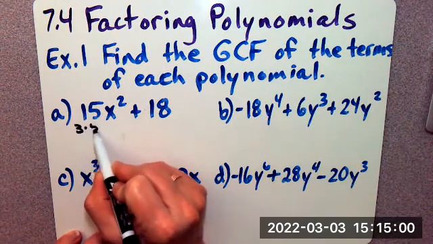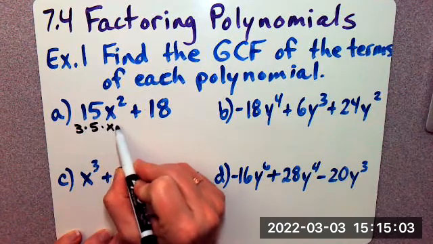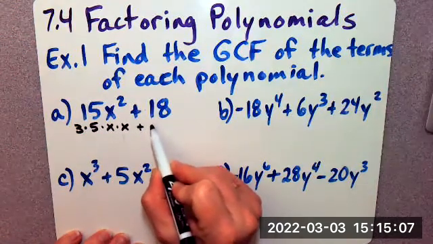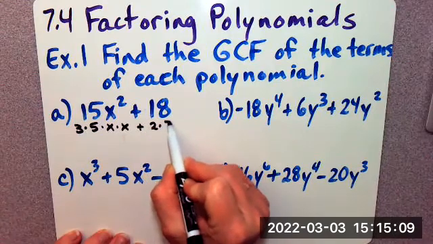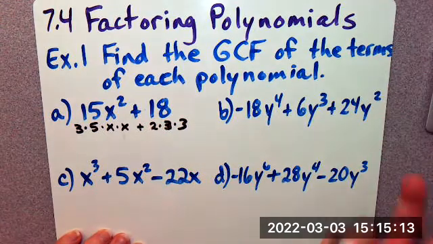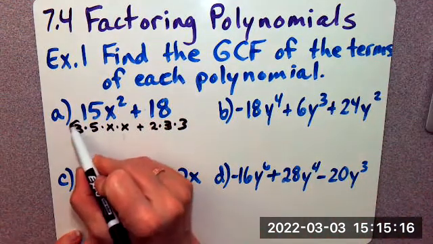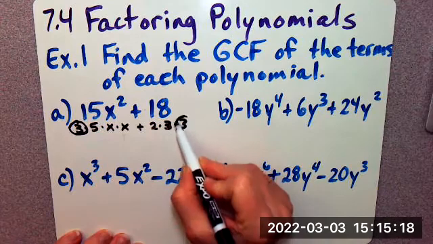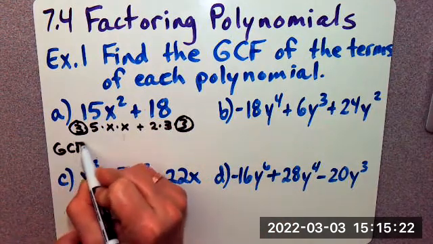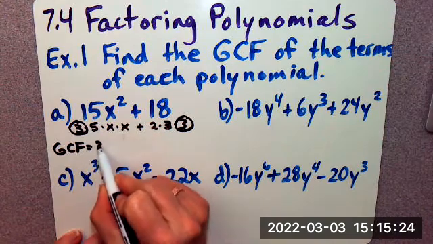So we have 3 times 5 times x plus, and this would be 2 times 3 times 3. So we scan, we look for something that's the same. So we see, oh, they have a 3 here and a 3 here. So the greatest common factor is 3.